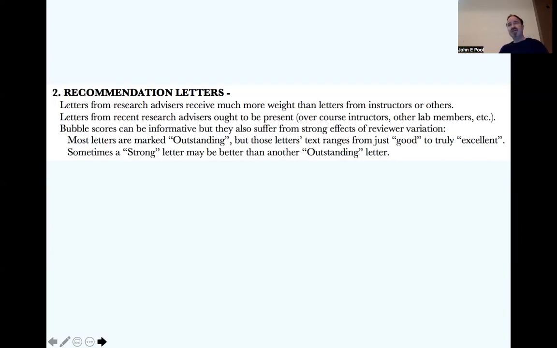So that's what I have to tell them about recommendation letters. I mean, I could go on. I could probably expand more if I wanted about what we would like to see from especially research advisor recommendations, but I haven't done that at this point.